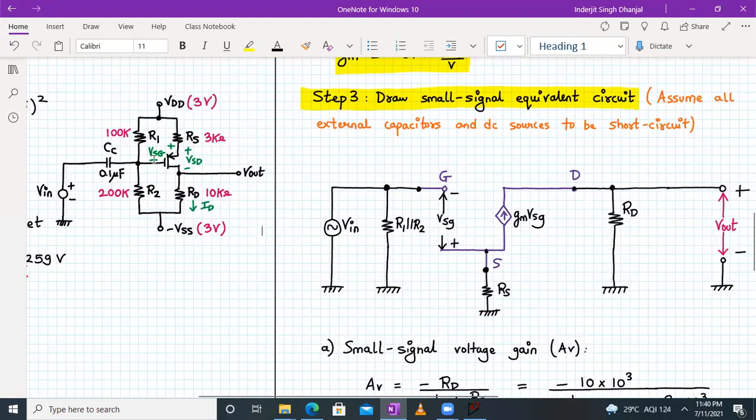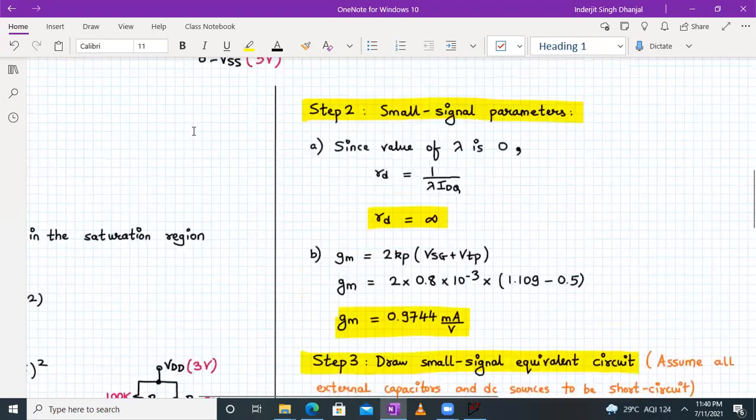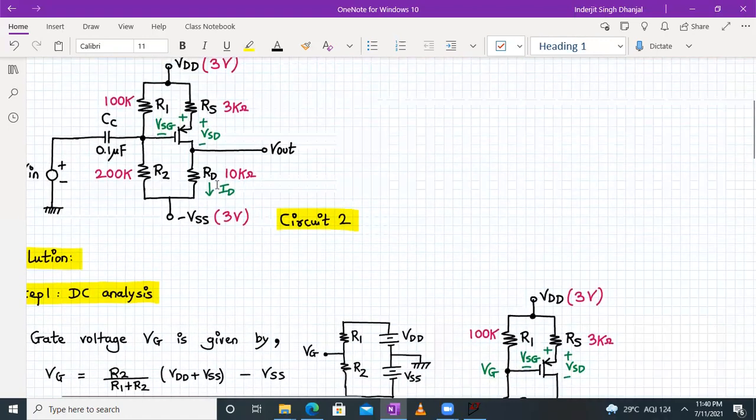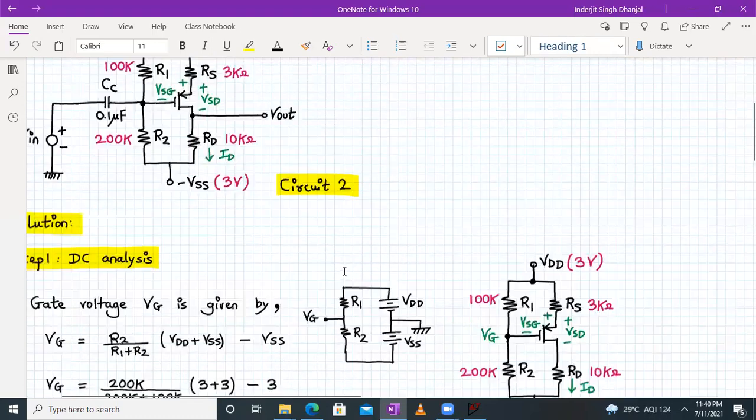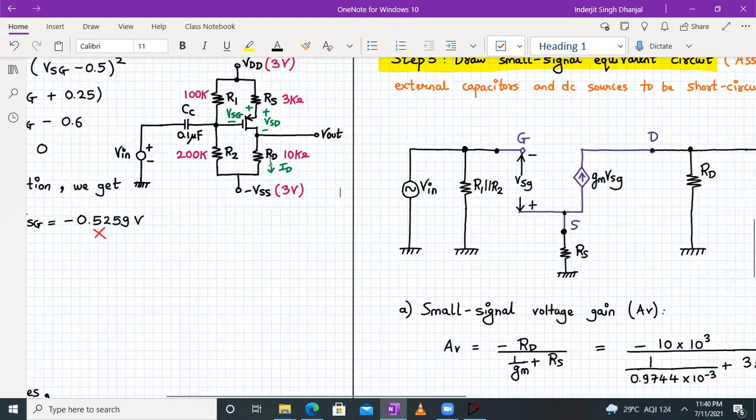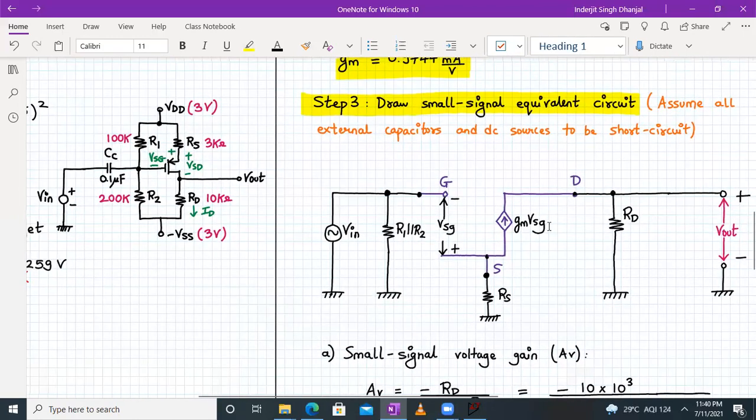We have to replace the MOSFET by its small signal equivalent model. So we have a gate terminal, a drain, and a source terminal. Between gate and source it's an open circuit, and your voltage is marked as minus plus VSG. The direction of current flow is from source to drain, as you can see over here. Yes, it is shown from source to drain. So the GM into VSG source will be from source to drain.